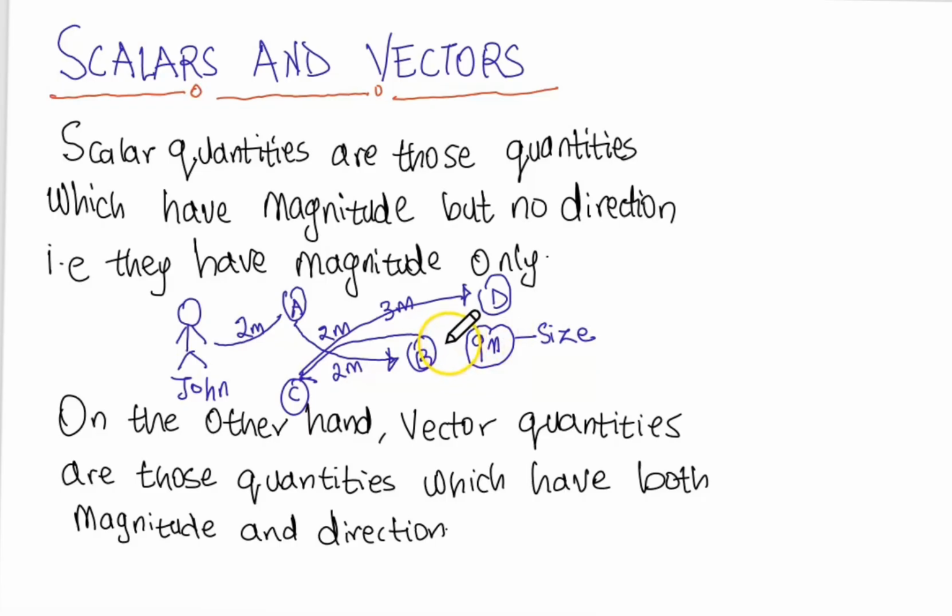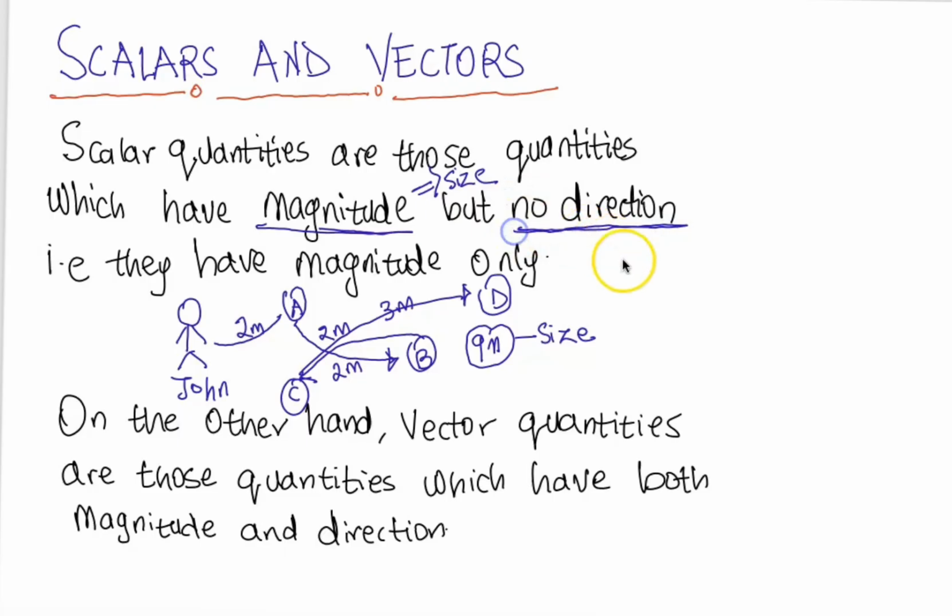So in a case where a quantity has size, but there's no direction, we'll call that type of quantity a scalar quantity. Hence, scalar quantity is defined as those quantities that have magnitude. Now, this word magnitude here just simply means size. So they have size, but there is no direction.